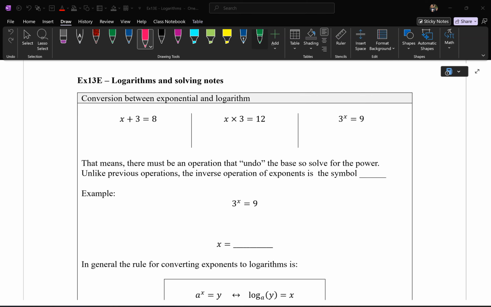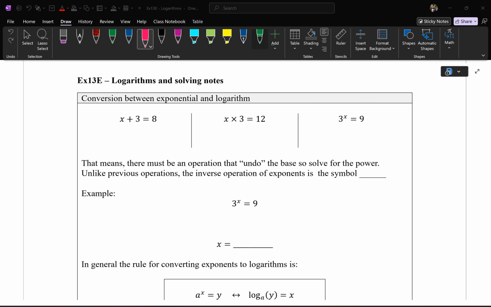Alright, it's recording. Exercise 13E. Let's think. I've taught you how to solve exponential equations through what we called solving by inspection. But now we're going to move into actual inverse operations so that you've got an actual layout and technique. And how do you solve exponential equations?